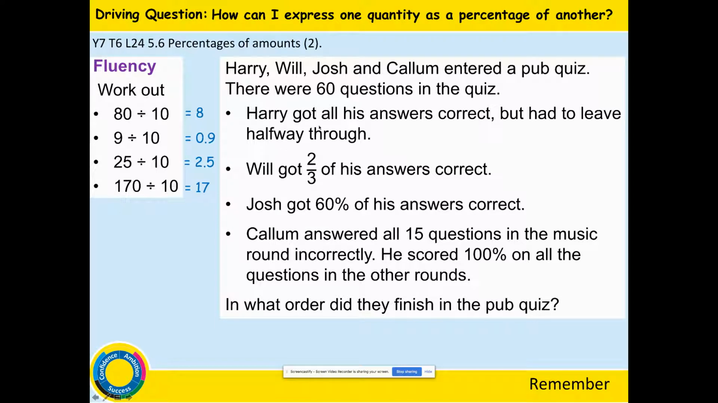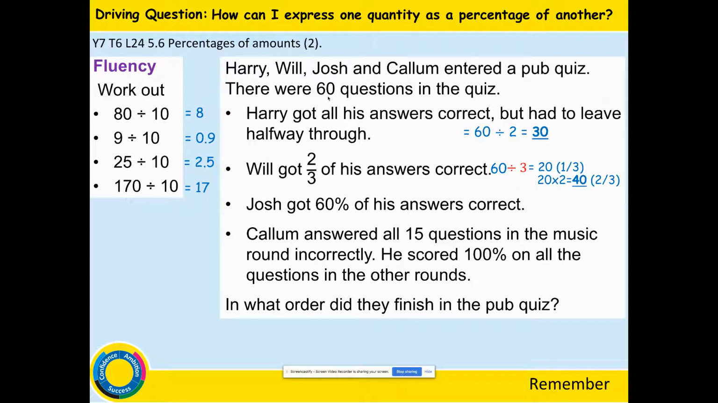Okay, so Harry got all of his answers correct, but he had to leave halfway through. So he only did 30 questions. So 60 left halfway through, he got 30 points then. Will got 2/3 of his answers correct, so we need to find 2/3 of 60. Now remember, you divide by the denominator and multiply by the numerator. So 60 divided by the denominator, 3, is 20, that is 1/3, but we want 2/3, so it's 20 times 2. So his marks were 40.